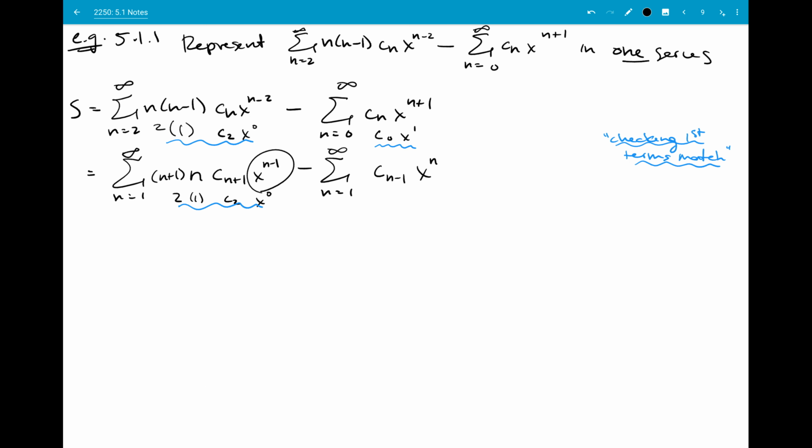I see that this is x to the n minus 1. That's x to the n. So somehow I haven't done enough. These two series can't combine yet because their powers of x are different. I need to think about how I can fix that.